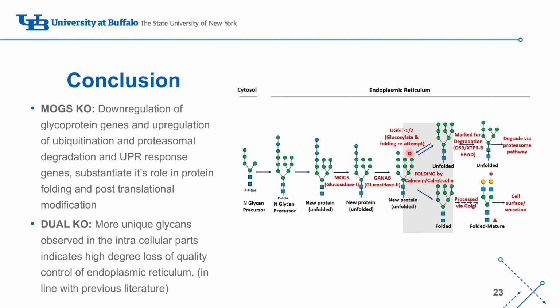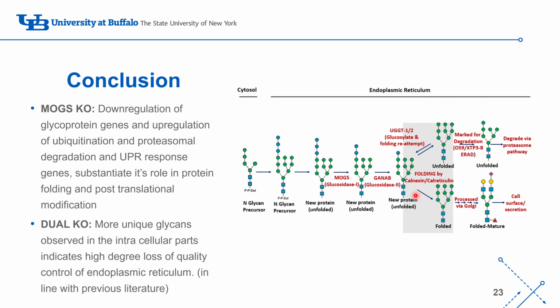There is an increase in the amount of unfolded structure, and some of them could be diverted to proteasomal degradation. However, with time the unfolded structure within the endoplasmic reticulum is increased to an extent that they will bypass the quality control of the endoplasmic reticulum and move into the intracellular parts of the cells. That's why we have observed more unique glycans in case of dual knockout.